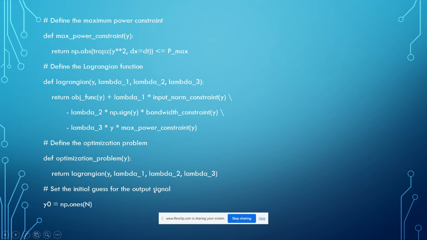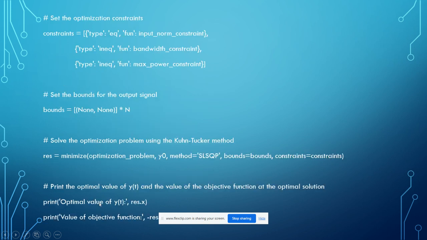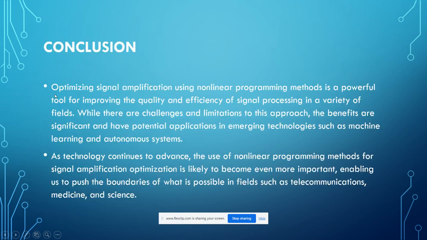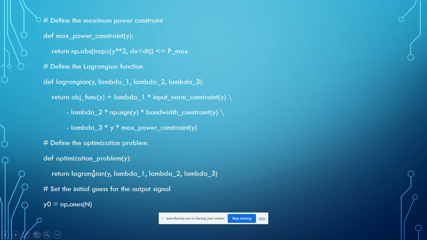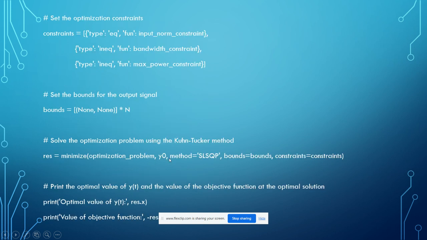So here we are defining the optimization problem. Let's take the initial guess for y naught. To solve for the optimal value of the output signal, we are taking an initial guess as y naught, and we can take certain values for y naught. So here are the three constraints: equality and inequality. We can also set the bounds for the output signal. So the optimal value of the output signal lies in these bounds. The final result is the minimization of the optimization problem, which is this Lagrangian function, and y naught is the initial guess.